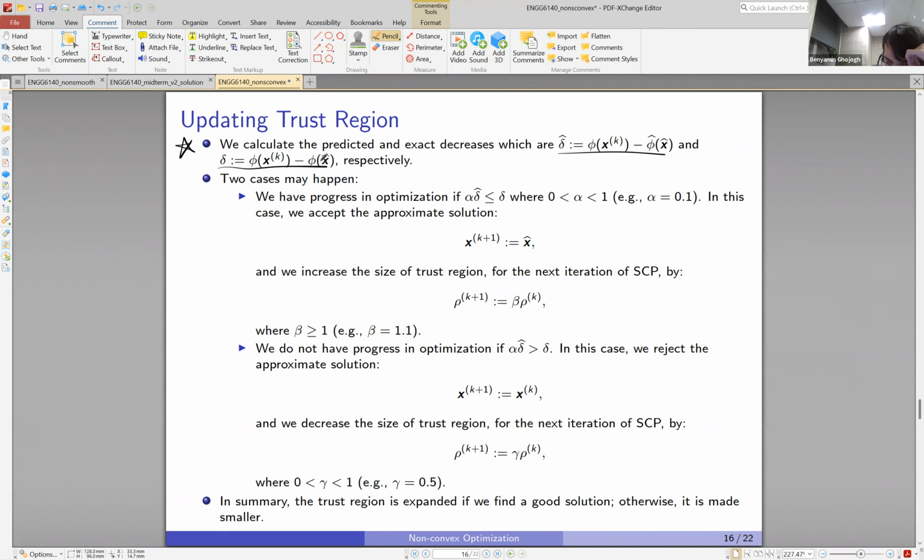Two cases may happen. Okay. What are these cases? We may have progress in optimization. We have progress in optimization if we have this: A delta hat is less than or equal to delta, where A is between 0 and 1, such as 0.1. In this case, we accept the approximated solution.